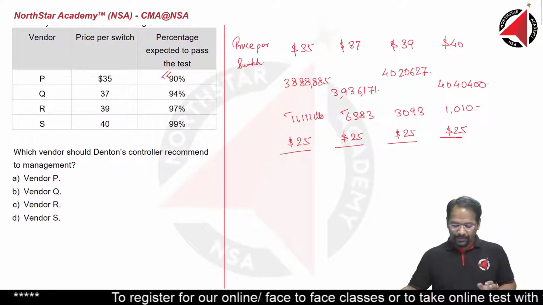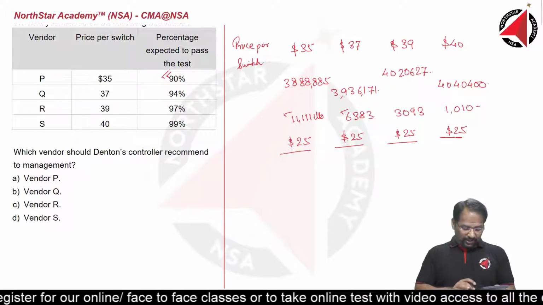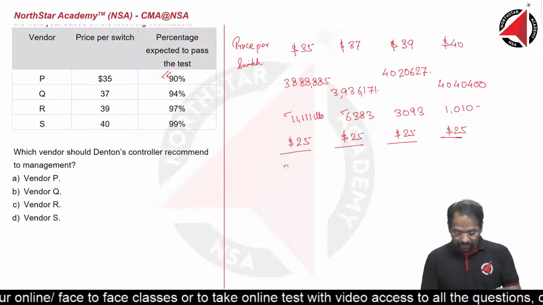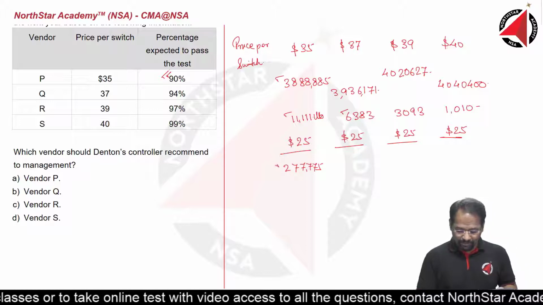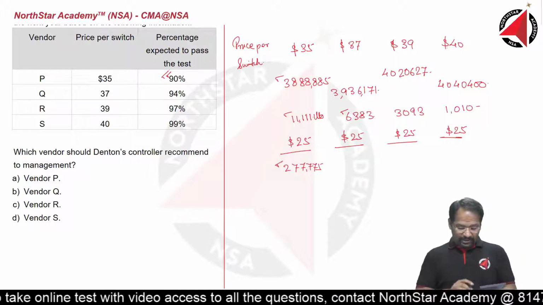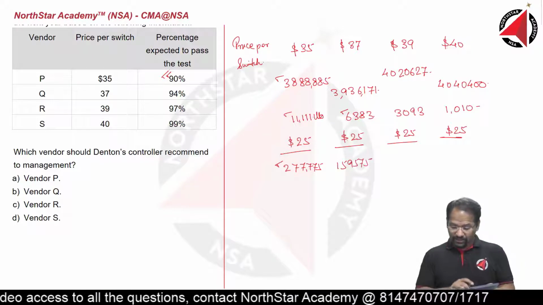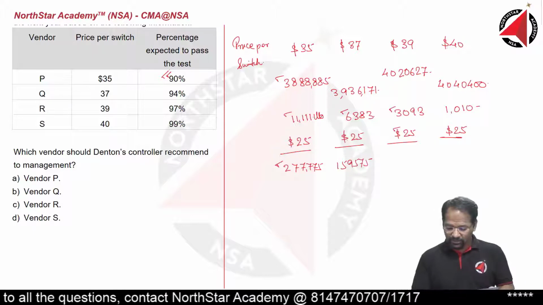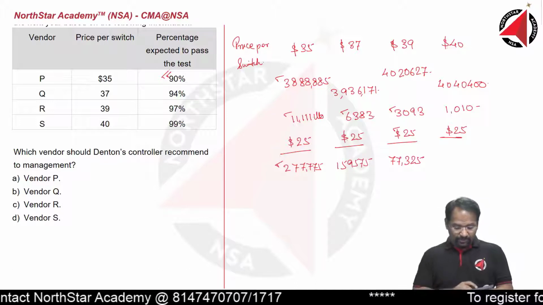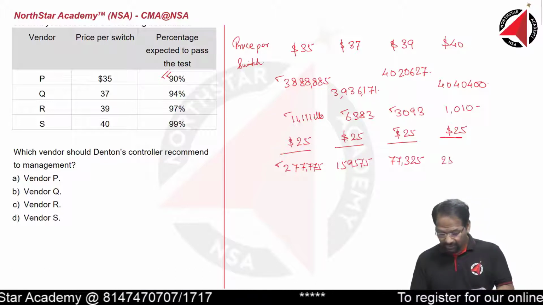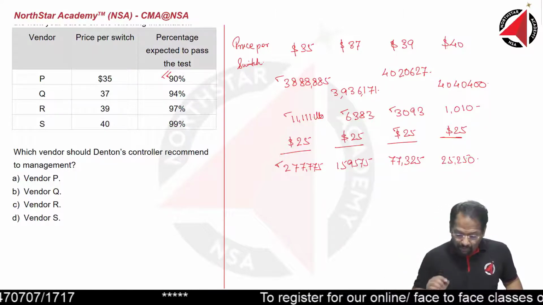So let's multiply. 25 is a constant number, so let's keep it constant. 25 into 11,111, you get 277,775. This number has to be added to the earlier number. Next one is 6,383, you get 159,575. For 3,093, this into this, I am doing, 77,325. And the last one, 1,010, you get $25,250.